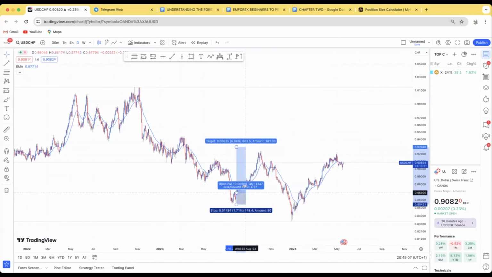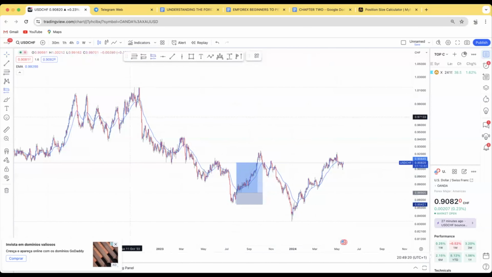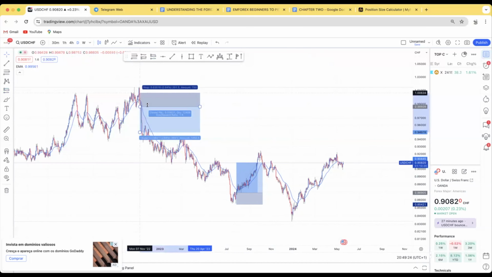That's our advice. 1:2, good. 1:3, perfect. If you have the opportunity to ride the trend, that is where trail stopping comes in. You can trail your stop. Now, let me show you a typical example here. You can have an entry from here, and then you are looking for 1:2, right?